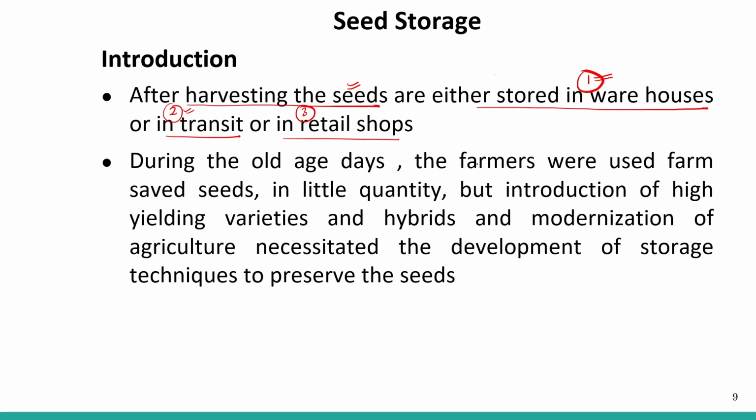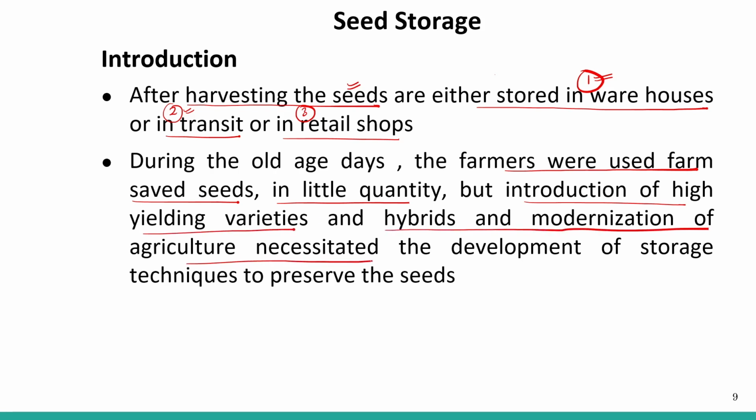In the old days, the farmers used to save seeds in little quantity, but the introduction of high yielding varieties and hybrids and modernization of agriculture necessitated the development of storage techniques to preserve the seeds. So earlier, what happened? The farmers used to store the seeds.